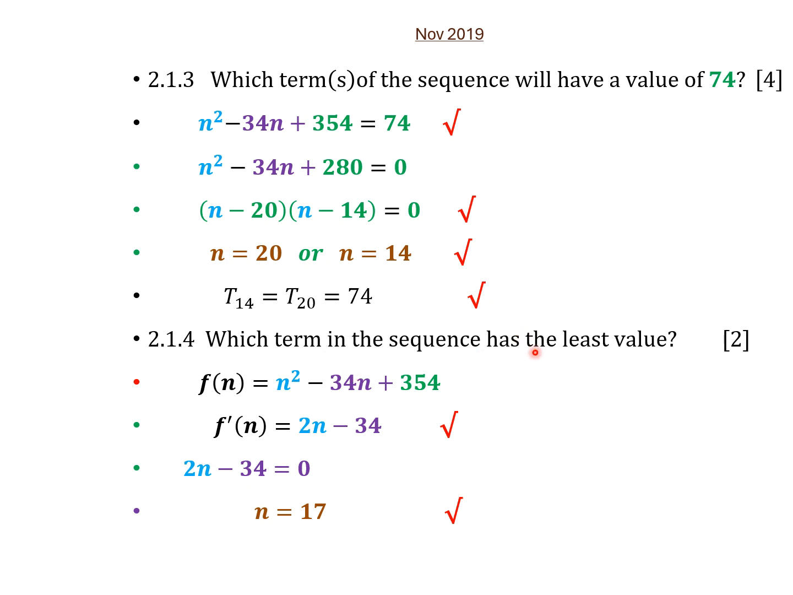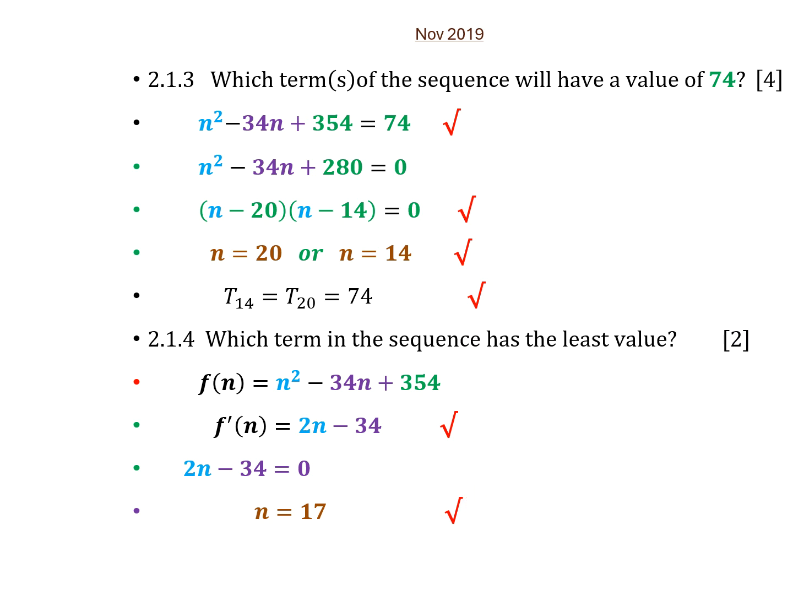Right, which term in the sequence has the least value? When I say least value or maximum value, we normally work with the first derivative. So first derivative equal to 0 and we solve. The first derivative of that: 2 times 1 gives me 2, 2 minus 1 gives me 1, 1 times negative 34 gives me negative 34, and 1 minus 1 becomes 0. Make 2n minus 34 equal to 0 for least value. If I take that over, it's positive 34 divided by 2, that is n equals 17. So 1 mark for the first derivative and 1 for the value of n.